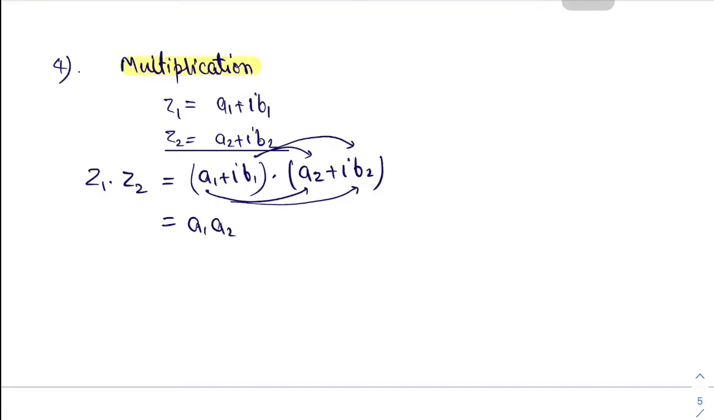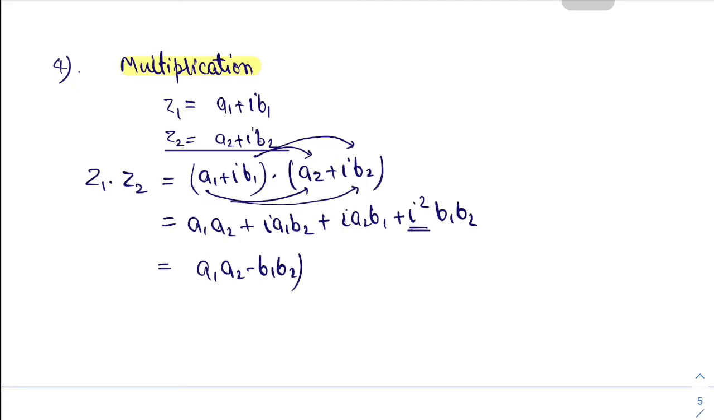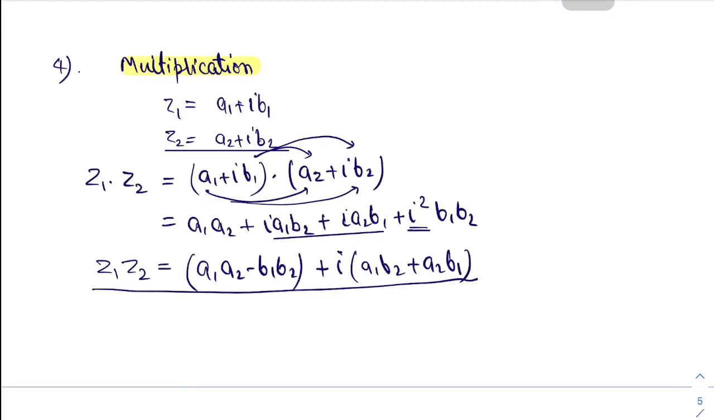So a1 a2 plus iota a1 b2. a1 का कर लिया हमने. Now multiply iota b1 with both these terms, then we will get iota a2 b1 plus iota square b1 b2. Iota square is minus 1. So a1 a2 minus b1 b2. I am writing the real part with real part. Okay, and by taking out iota common from these two terms, we will write a1 b2 plus a2 b1. This is how we multiply those two complex numbers.